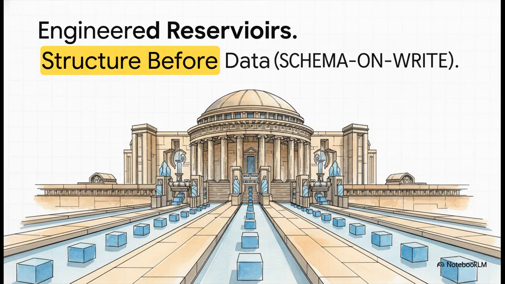Just think of a data warehouse like a carefully engineered reservoir, right? Before any drop of data was allowed inside, it had to be totally cleaned up, processed, and forced to fit a very specific, predefined structure. It's a concept called schema on write. Basically, you figure out the structure first. And you know what? It worked perfectly for predictable, organized data, things like sales numbers and customer info.